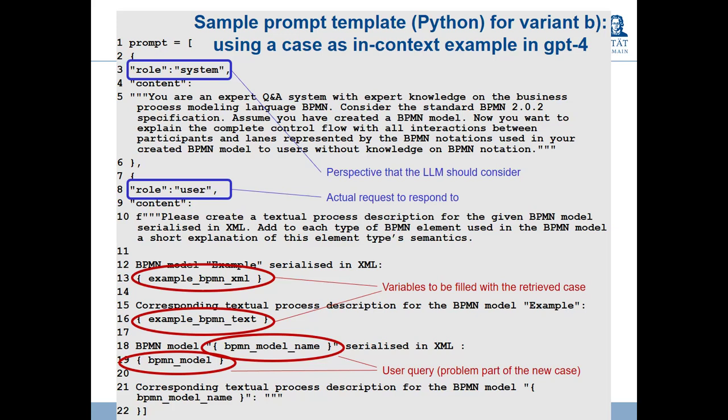In line 10, the F indicates a Python function that replaces the variables by their attribute values, that fills, for instance, the example BPMN XML with the according retrieved XML snippet from the case base.